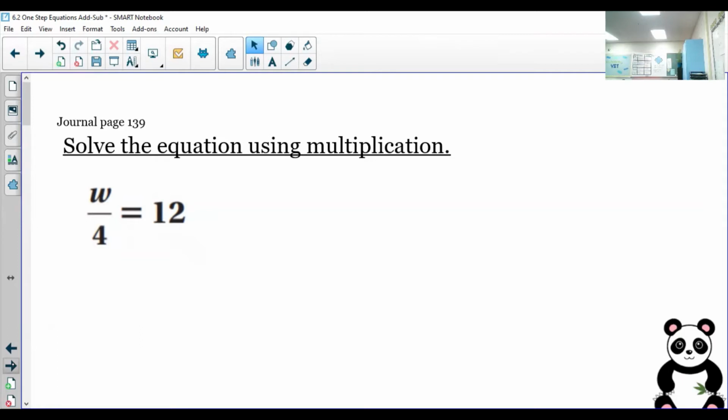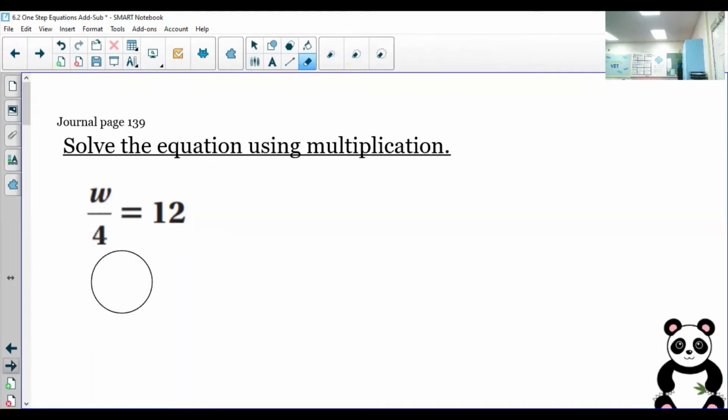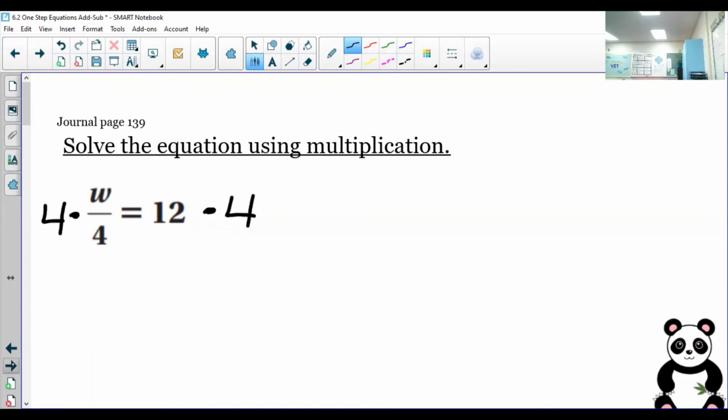Because remember, this is a fraction, and what does a fraction mean? To divide. So this right here is the same thing as W divided by 4, exact same. So with that in mind, this is a division problem. So what's the opposite of divide? We know that's multiply. So I'm going to multiply by 4 on both sides. These 4s are going to cancel. So all I have left is W on the left side.